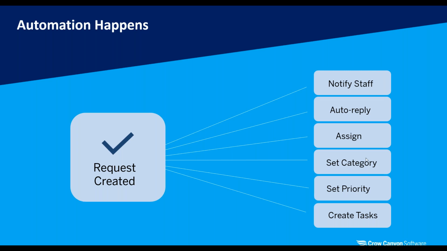You can do automatic assignment, category, priority, and create other tasks. This sounds simple, and it is, but when you start getting into creating tasks, you're getting into what they call the agentic framework of AI, and that's where we're going with this, because one thing spurs other actions based on the conditions of that request.